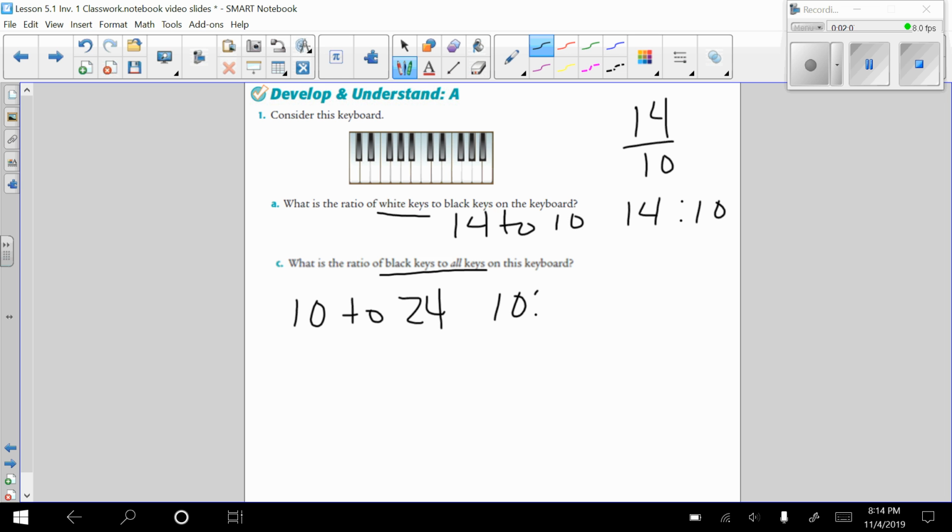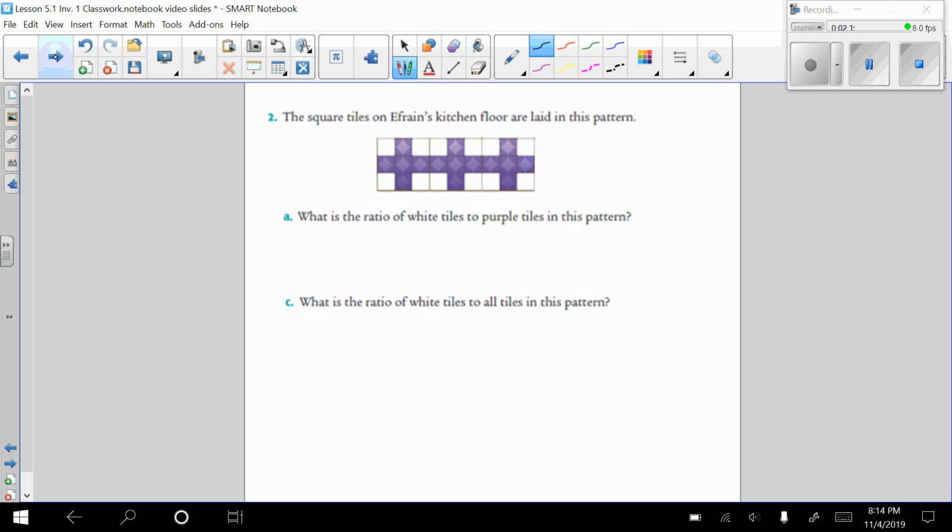Again, writing it in 3 ways. Here's how we could write it in every way. And remember, order does matter. So if black keys are in the sentence first, they must come in your ratio first.